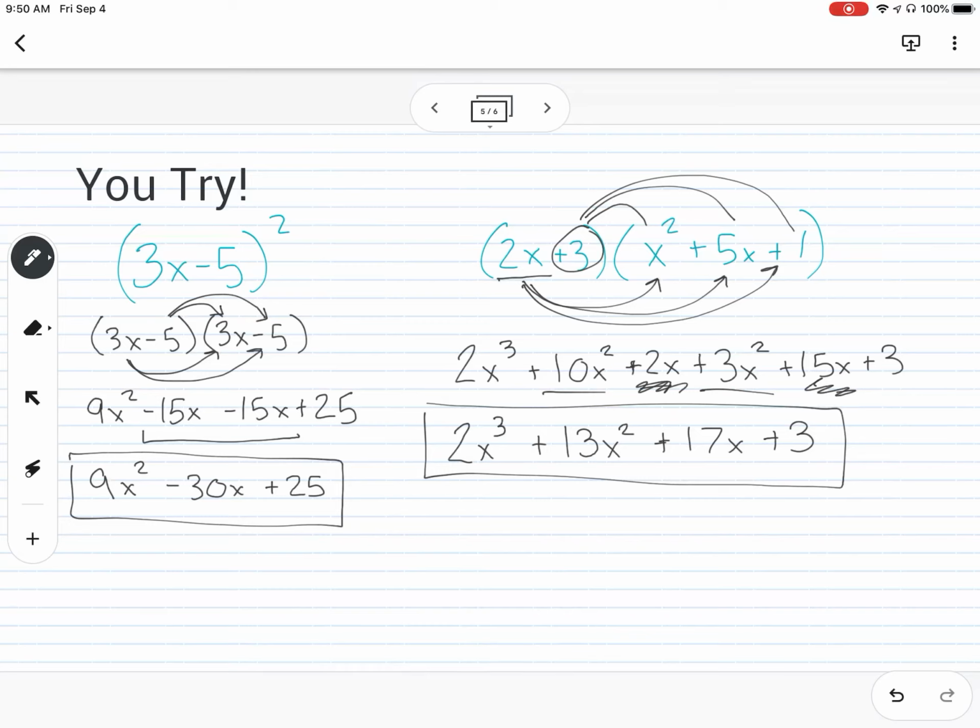Alright, so that's multiplying polynomials. You need to be good at this for what we're going to learn next. So if you are having trouble with this, make sure you come to office hours so we can get this taken care of, because the next lesson is going to be really hard if you can't do this.